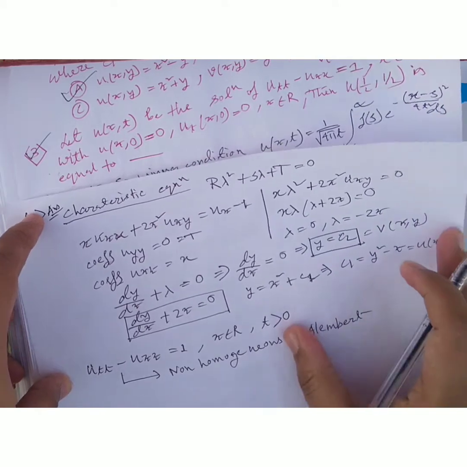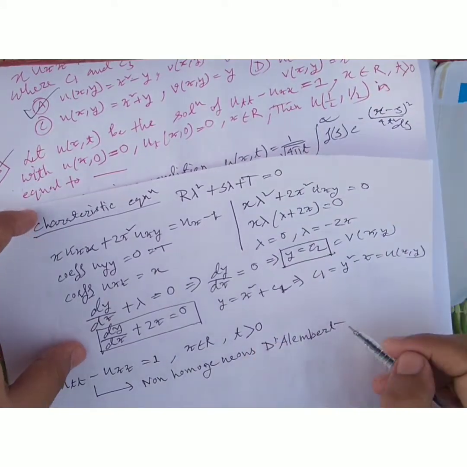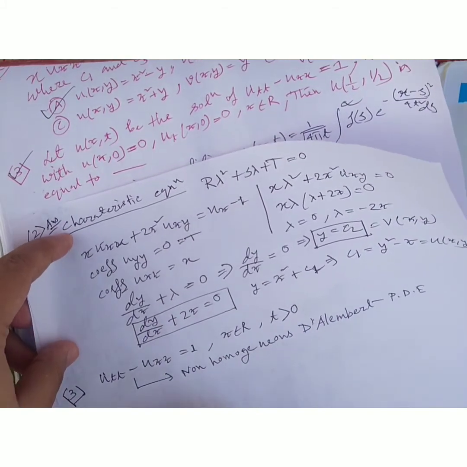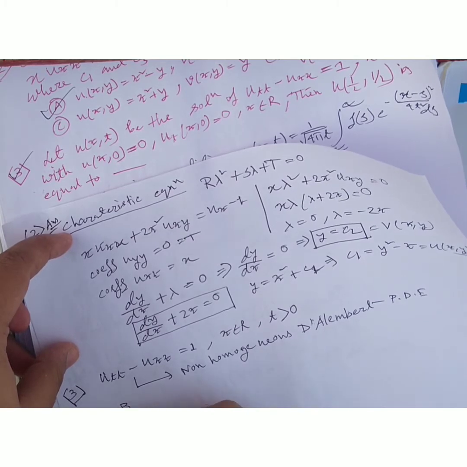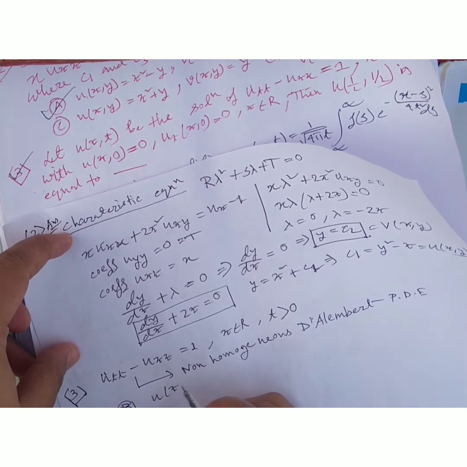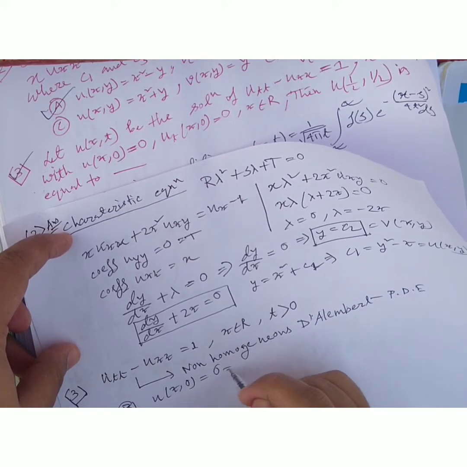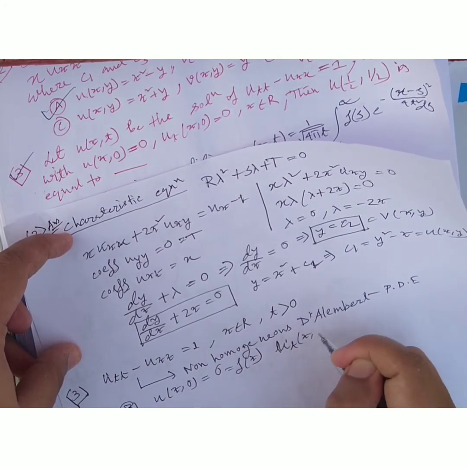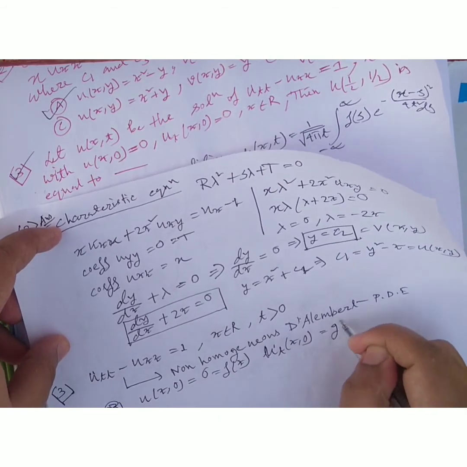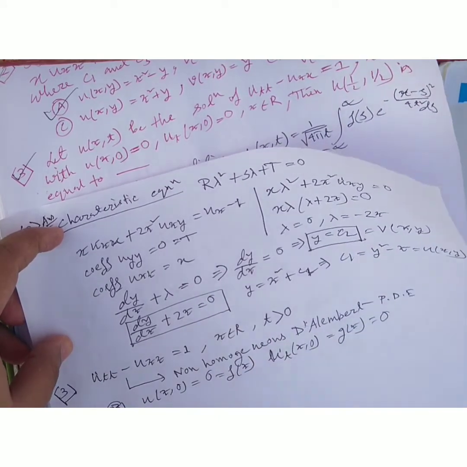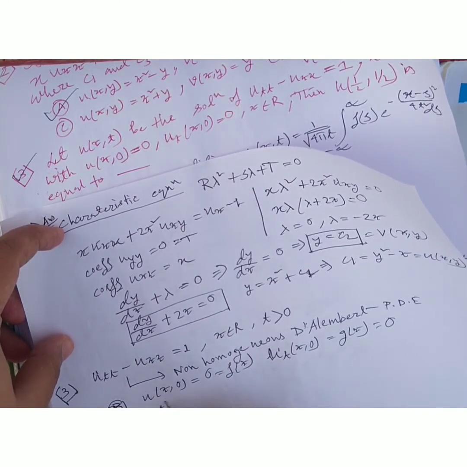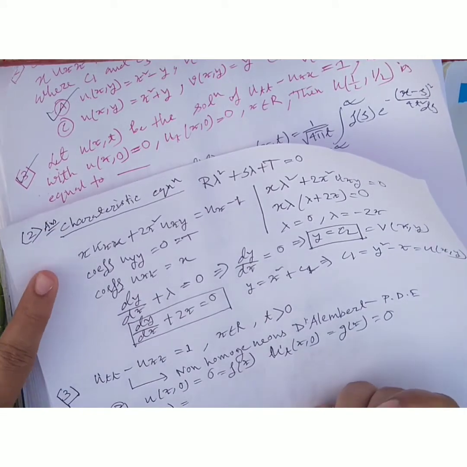D'Alembert. PDE, D'Alembert partial differential equations, because of the initial boundary conditions. u(x,0) = 0, this is f(x), and u_t(x,0) = g(x) = 0. We have to find out u(x,t), friends.